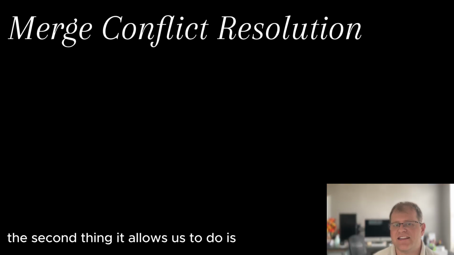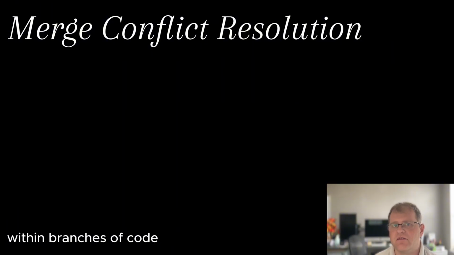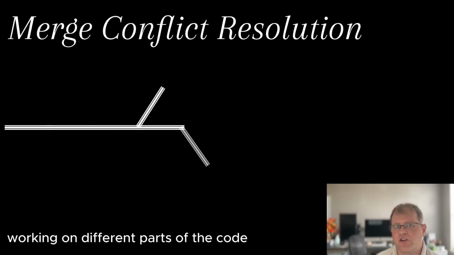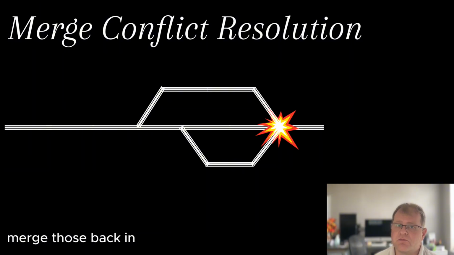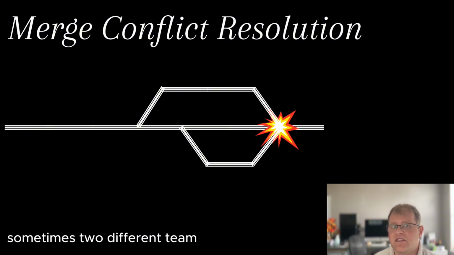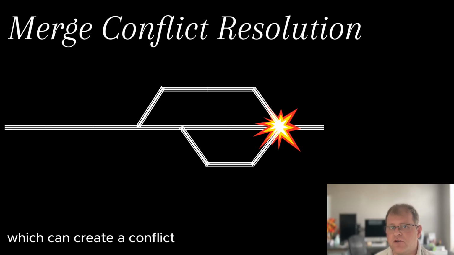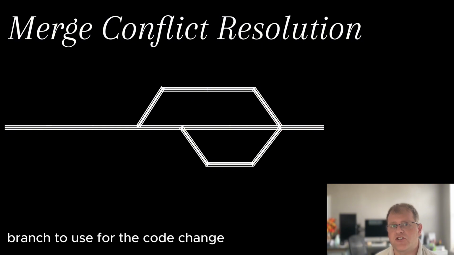The second thing it allows us to do is resolve conflicts within branches of code. This happens a lot when you're working in a team and you have different team members working on different parts of the code in different branches. When you merge those back in, sometimes two different team members may have touched the same portion of code, which can create a conflict where it doesn't understand which branch to use for the code change.